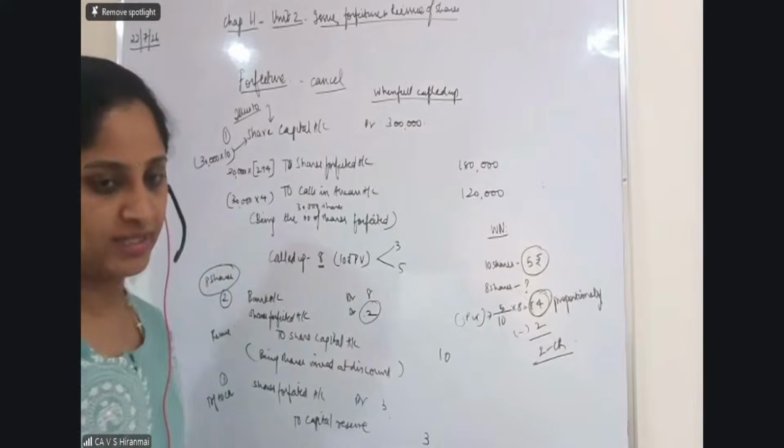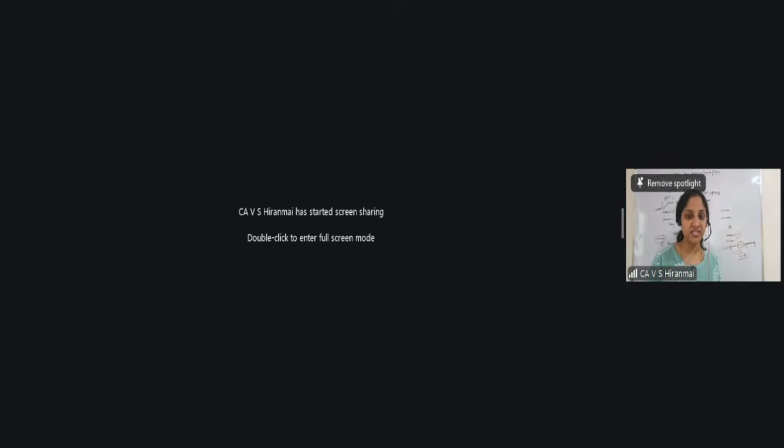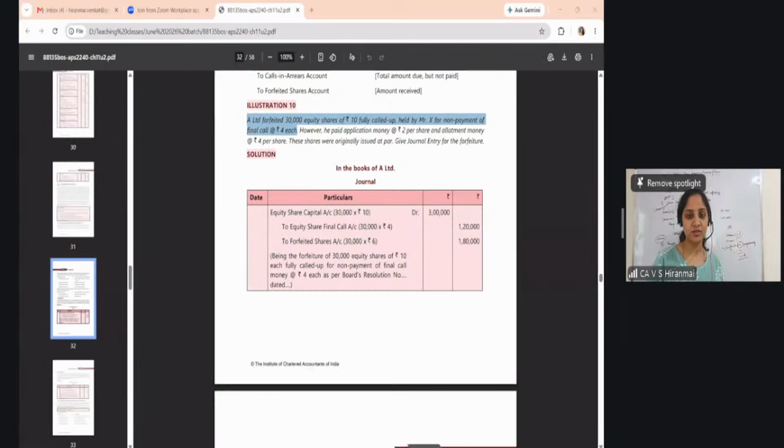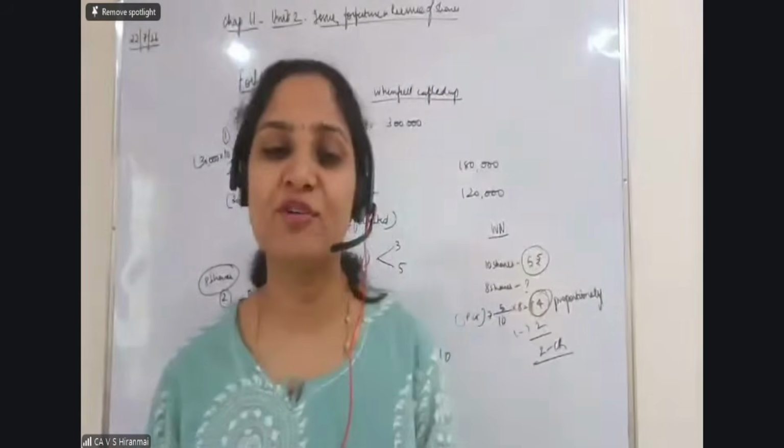Okay. Now let us go to illustration number 11. Very, very important. Whatever variation I have told you, that is going to come here now, which is illustration number 11. X Limited forfeited 20,000 equity shares of rupees 10 each, 8 rupees called up. So here the call up is lesser than the face value. So which amount should you take on the debit side? Madam, 8 rupees. Good. For the non-payment of first call money at rupees 2 each. So out of 8 rupees, 2 rupees has not been paid. The remaining 6 rupees, which is 2 in application and 2 in allotment, has been paid. Okay, give the forfeiture entry.